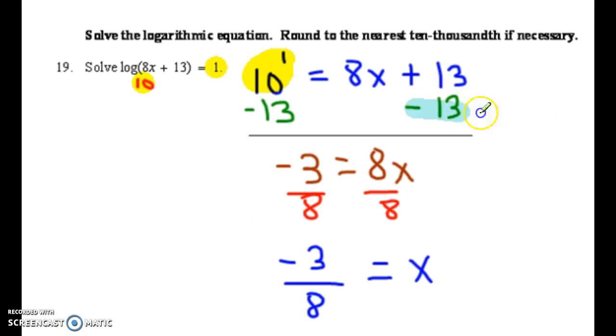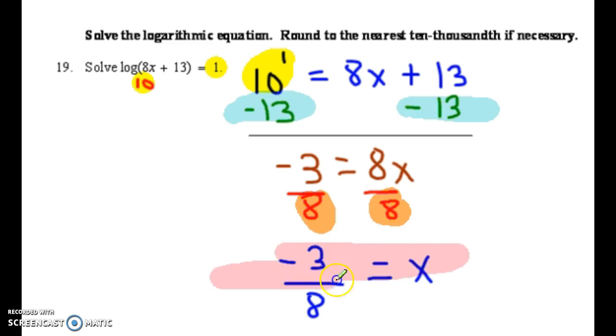I want to get x by itself, so I subtract 13 from both sides. So now I have 8x equals negative 3, so I divided by 8. So that's how I got negative 3/8. I'm going to plug that into my calculator to see if it's correct, and it is.